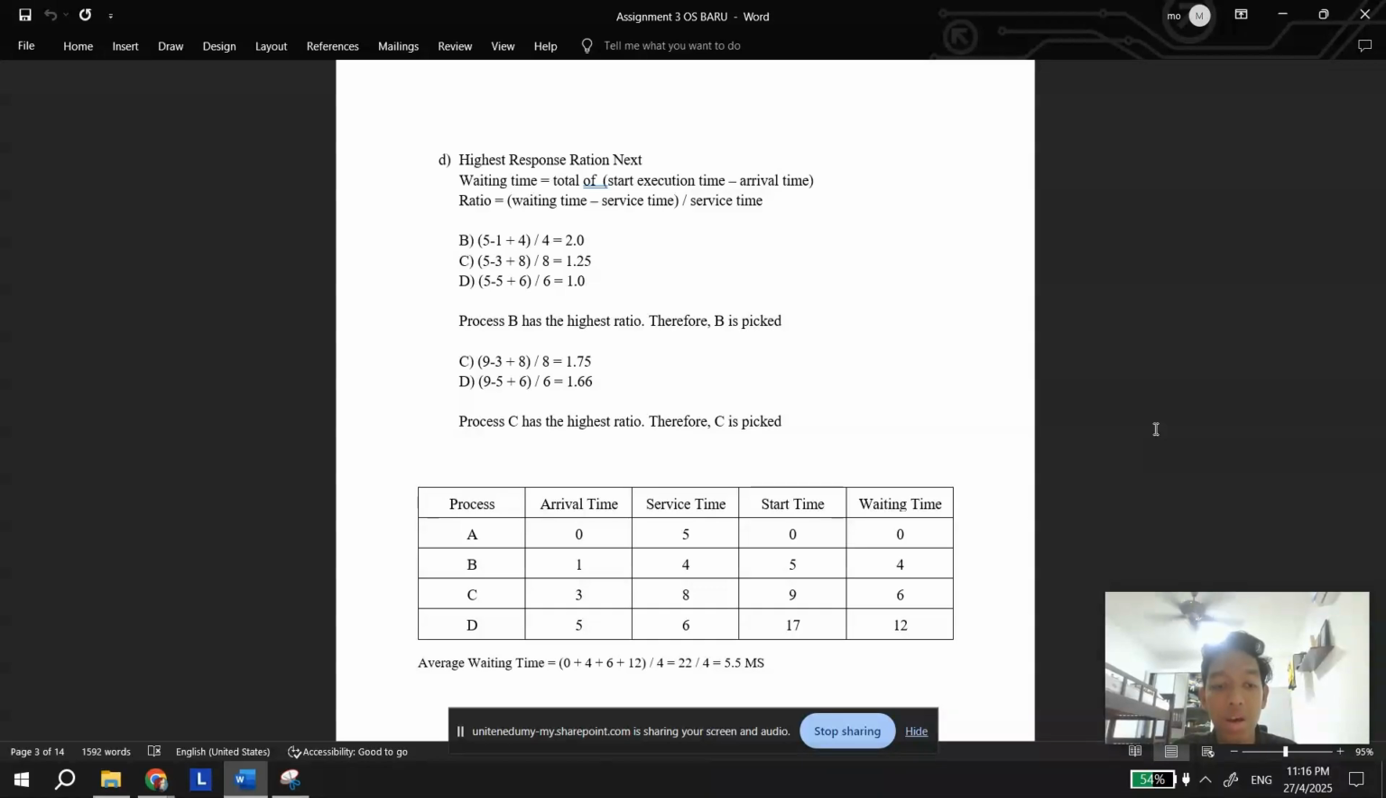Next, we add up all the waiting times: 0 plus 4 plus 6 plus 12 is equal to 22. Finally, since there are 4 processes, we divide 22 by 4 and we get 5.5 milliseconds. Therefore, the average waiting time for HRRN scheduling is 5.5 milliseconds.